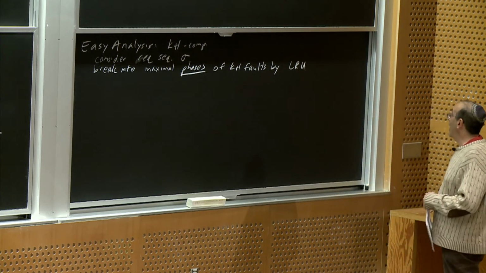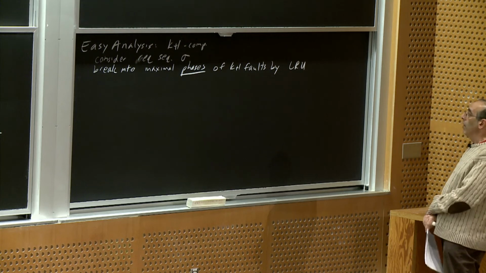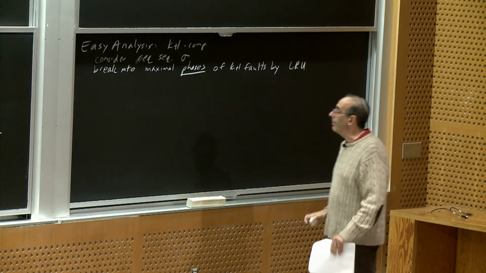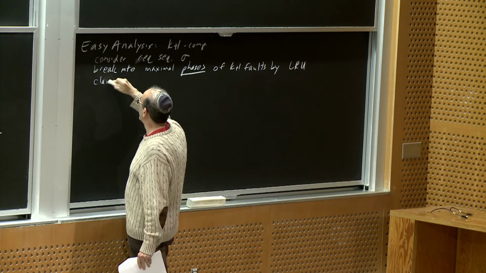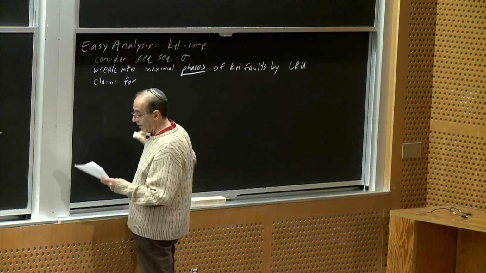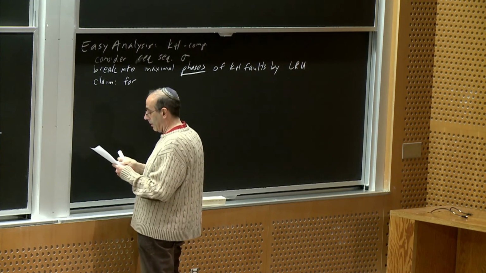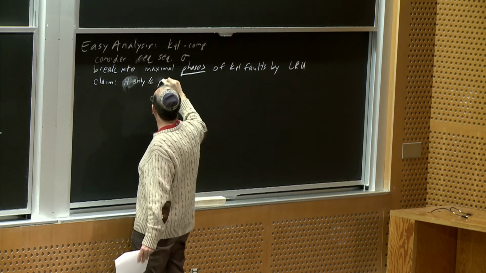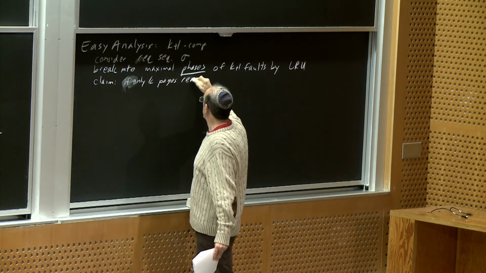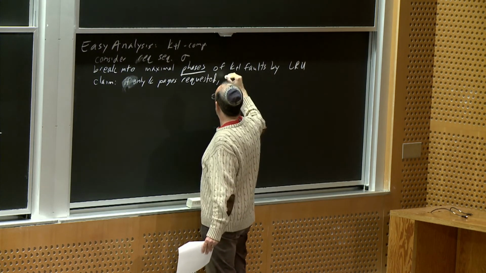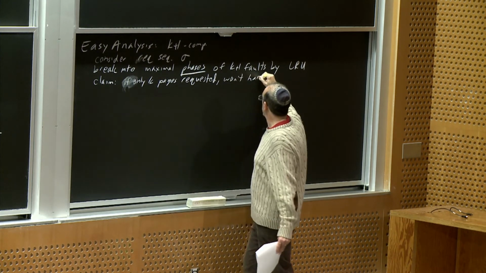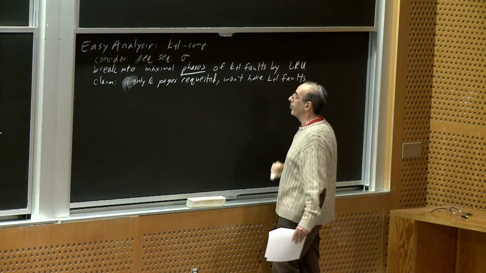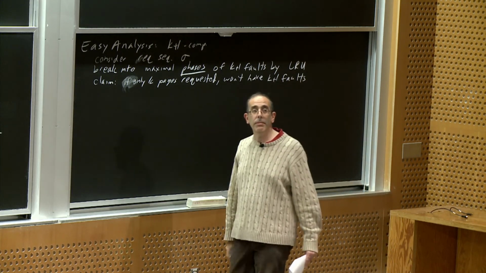So if there are K+1 distinct faults, what can we say about this phase? Well, I claim that if there are only K pages requested, then you won't have K+1 faults. Why is that?